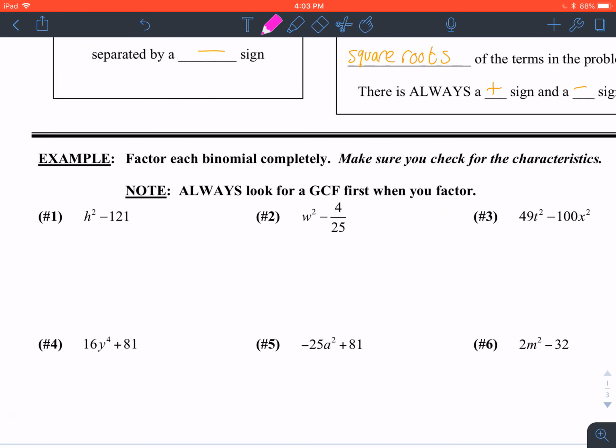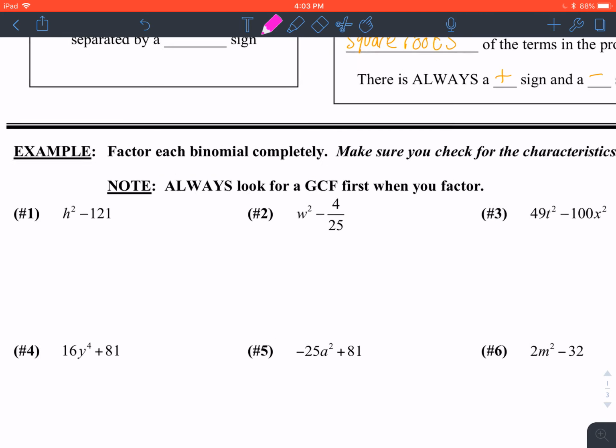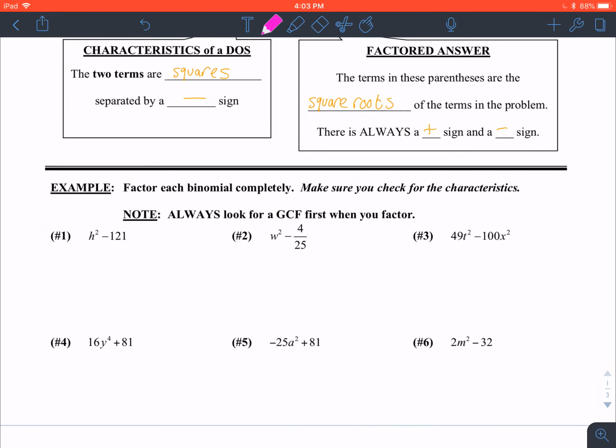No, we're in number 2 first. I'll figure out what we're going to do as I go. We get a little discombobulated here. We'll be okay. All right, so factor each binomial completely.